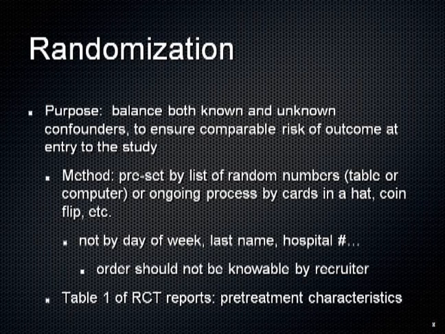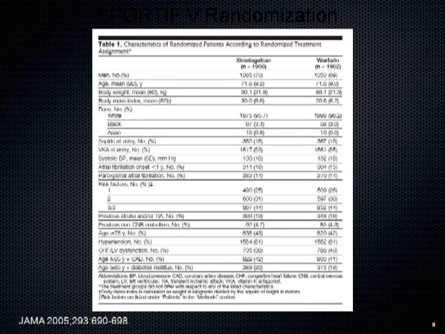It can't be by the day of the week, alphabetical last name, hospital number, something that's potentially knowable by the investigator, because as soon as that happens, the investigator can steer certain patients toward the study or not, based on the likelihood that they'll get an intervention that the investigator thinks of, i.e., confounding by indication reappears and asserts its ugly head. So that's what we usually get in Table 1 of a randomized trial.